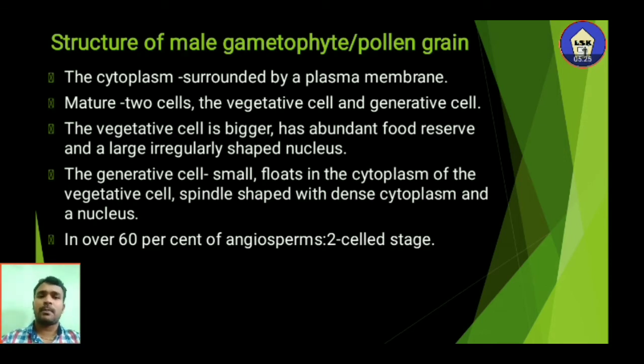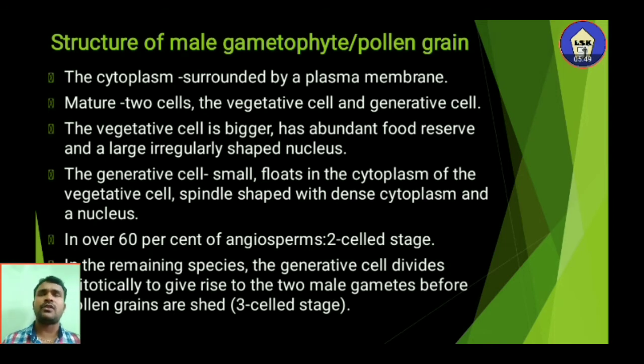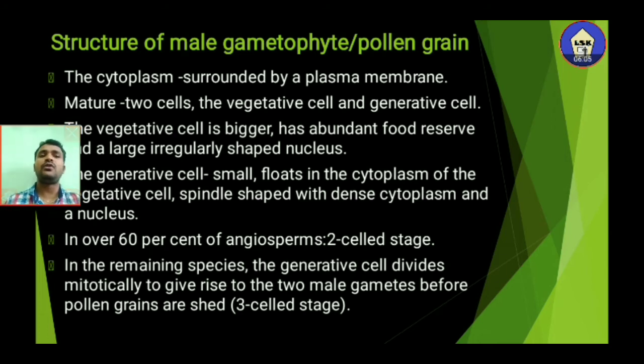See, in over 60% of angiosperms, that means out of 100 plants, 60 angiosperms, produce two-celled stage pollen grains. That means in the maximum number of angiosperms, the pollen grains are released in the two-celled stage, which consists of a vegetative cell as well as a generative cell. And in the remaining species, that means 40% of the angiosperms, the generative cell divides mitotically. The mitotic division of the generative cell leads to the production of two male gametes, and this occurs before the pollen grains are shed. That means before the release of pollen grains from the anther, the generative cell undergoes mitotic division and that leads to the formation of two male gametes. So this is called the three-celled stage.